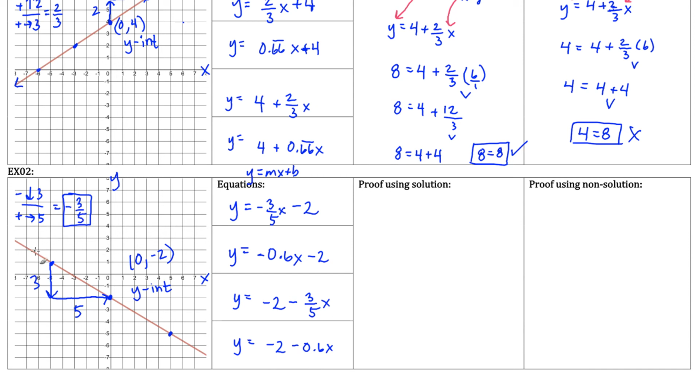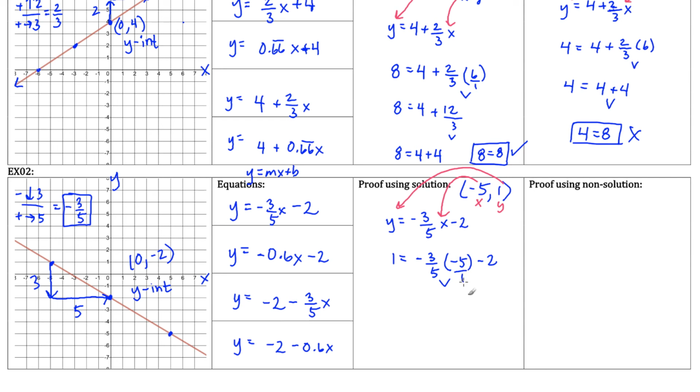Cool. So remember, these are a bunch of dots. I'm going to choose this one, negative 5, 1, as my solution to test. So I'll write this first one. Y equals negative 3 over 5x minus 2. So this is my x, goes right here. This is my y, goes right there. So 1 equals negative 3 over 5. And then x is negative 5. And then minus 2.